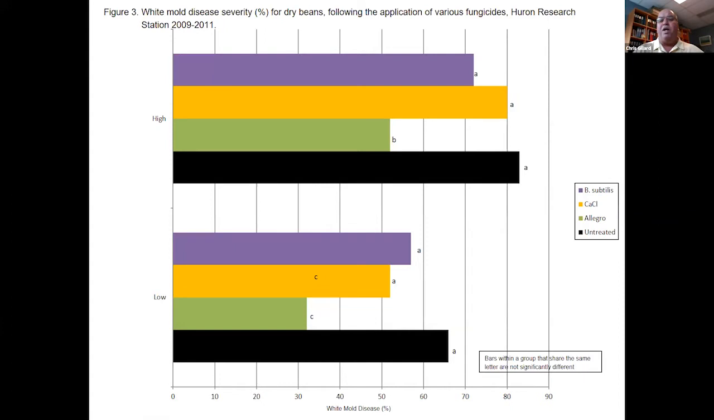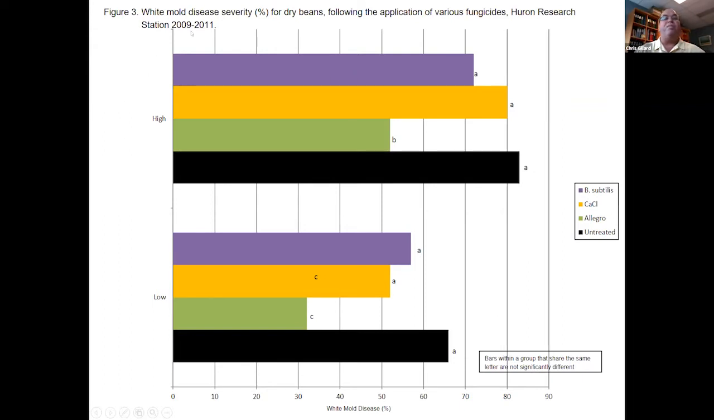I'd like to move on now and talk about some of the other products that we've tested, because we've tested over 20 different products in the last 10 years. And so I've set all these slides up similarly. The black bar at the bottom is the untreated control. Above that is Allegro, which is one of our top performing products. So it shows kind of a worst case and best case scenario. And then the products that we tested are above that.